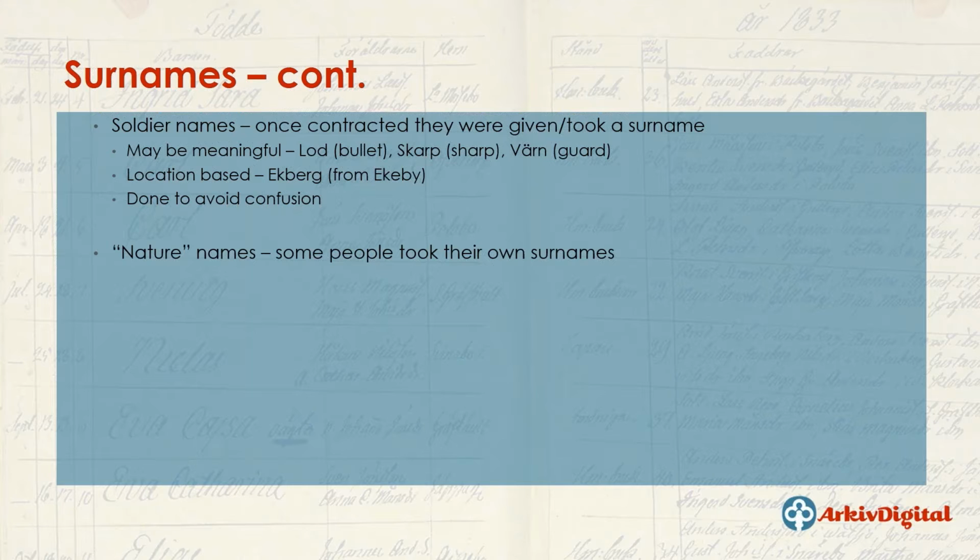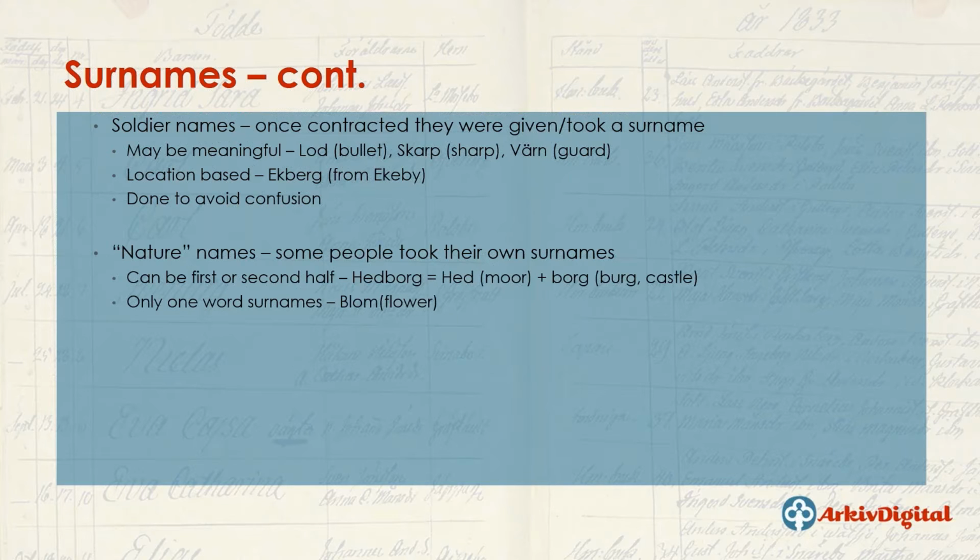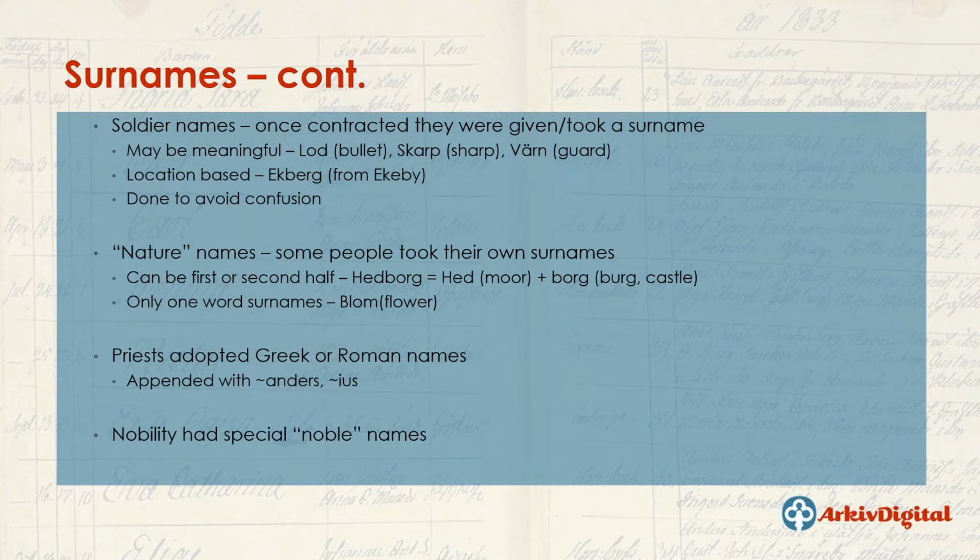Some people took names that were nature names. It could be either the first half or the second half of the name. In this case, Hedborg is a combination of two nature names, moor and burg or castle. Some people took only one-word surnames, such as Blom. Priests often adopted Greek or Roman names. What they did was they appended a Greek or Roman name with Anders or IUS at the end of it. And the nobility had special noble names, for instance, von Rosen.